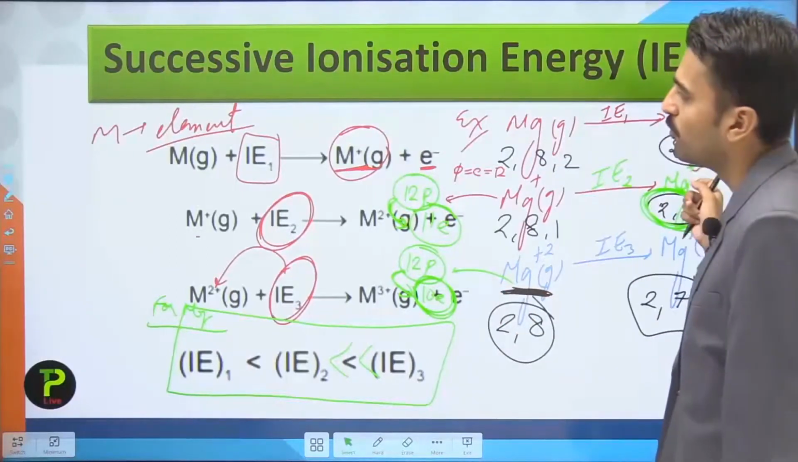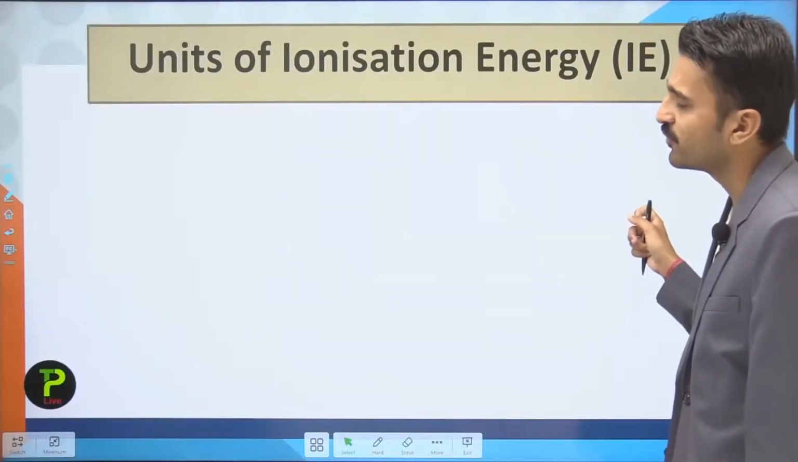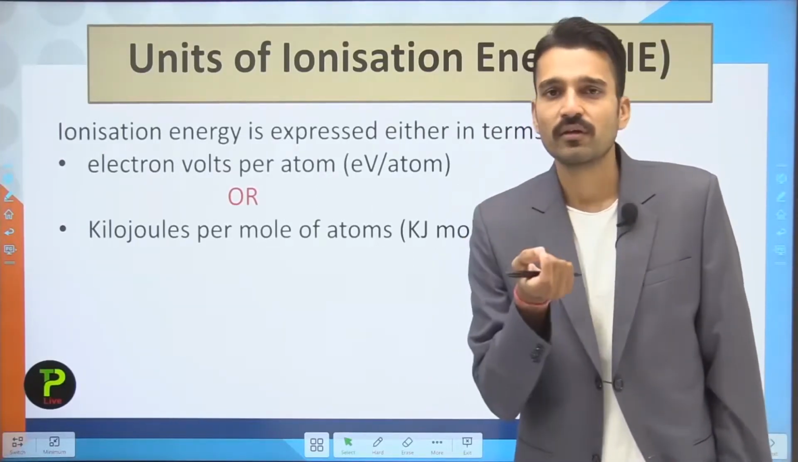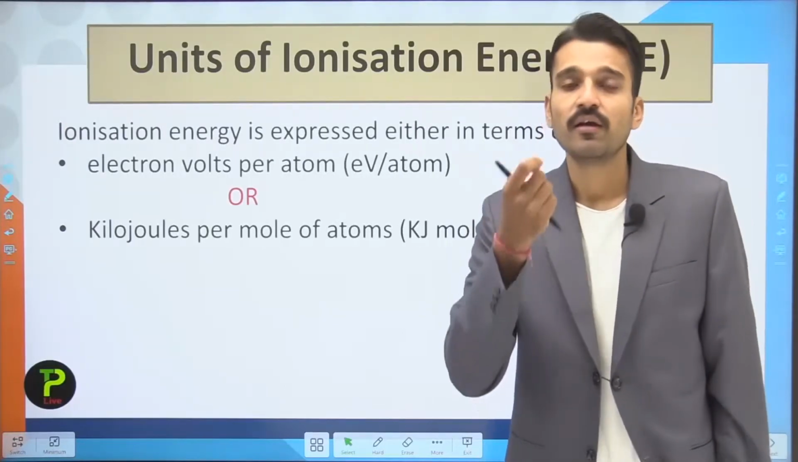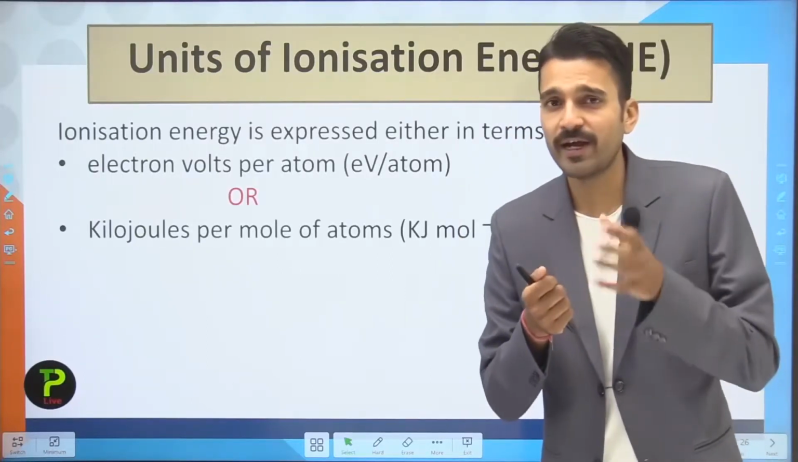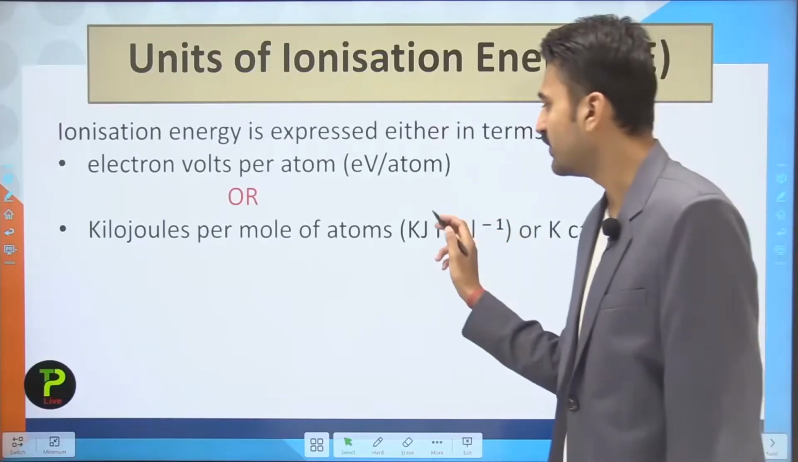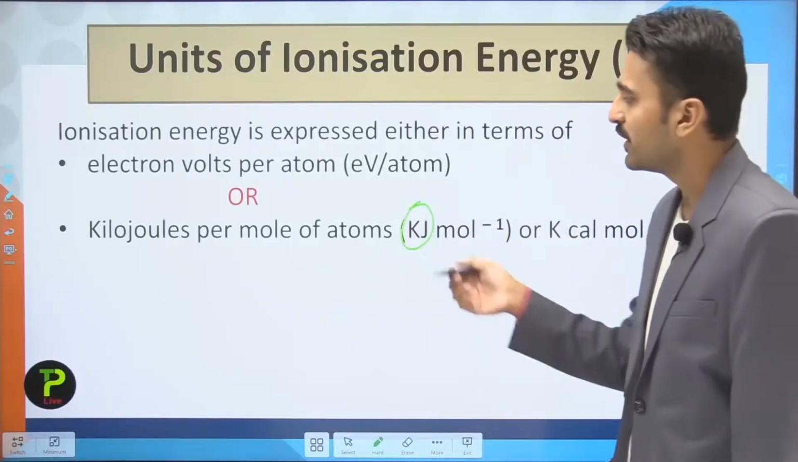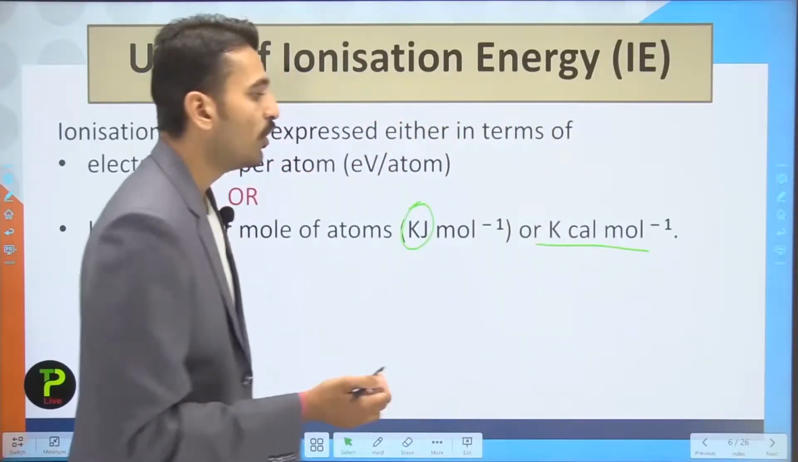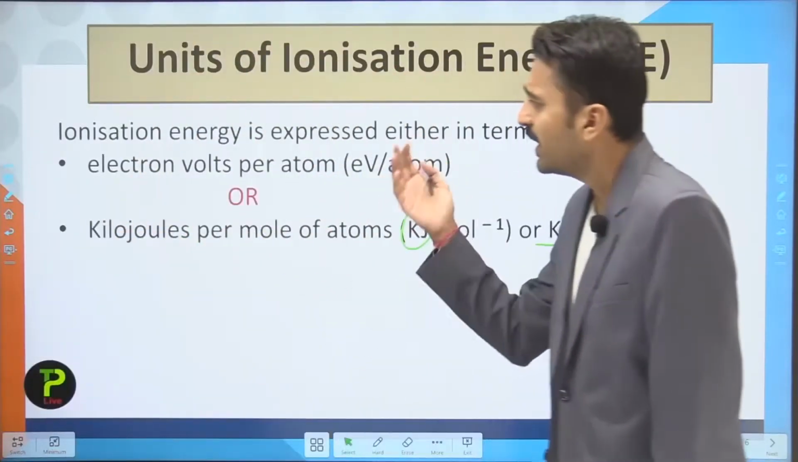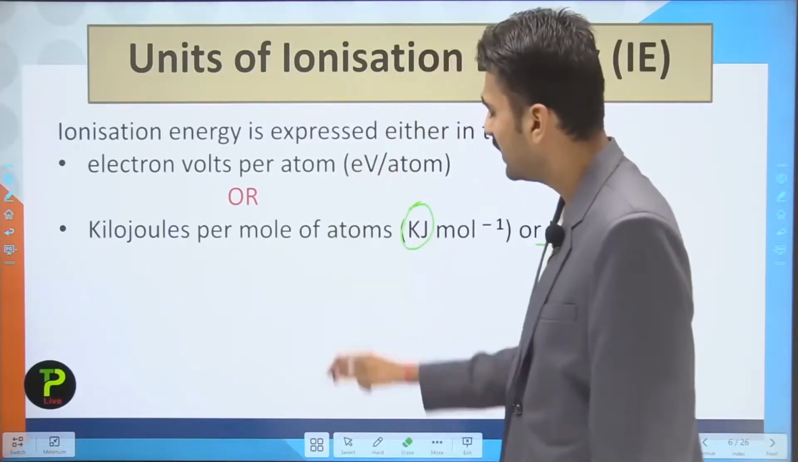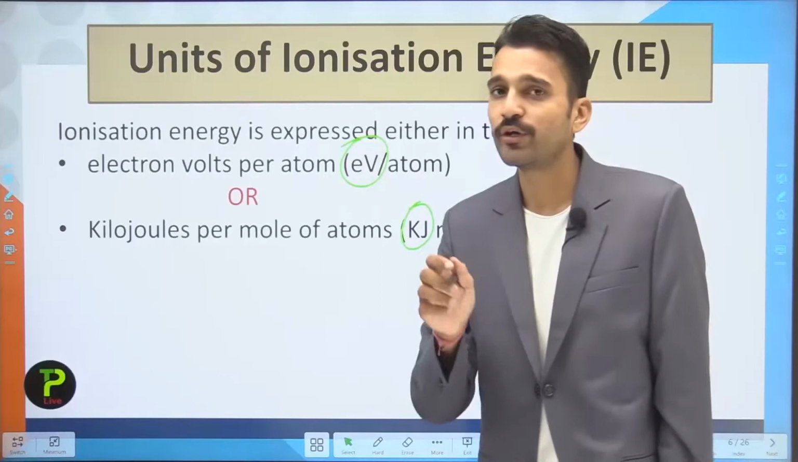So students, now moving on to another topic, that is the units of ionization energy. What is the unit of ionization energy? We can take energy's unit as simply joules or calories. But for example, if we are not taking a single atom, if we are taking 1 mole of atoms, then the amount of energy required is in kilojoules. So the unit will be kilojoules per mole, or you can use kilocalories per mole, or you can use electron volt per atom. Remember students, electron volt per atom is also a unit of energy.